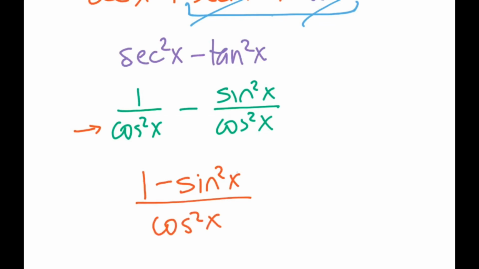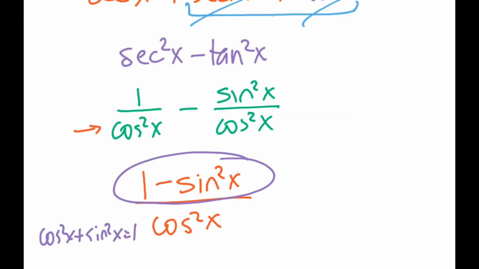And then you need to notice the numerator. What do you know is equal to 1 minus sine squared x? So think back to what we did at the very beginning of the lesson, Pythagorean identity. Remember that when we talked about cosine squared x plus sine squared x equals 1, if you subtract sine squared x from both sides, you have 1 minus sine squared x is equal to cosine squared x, so this is what I've got.